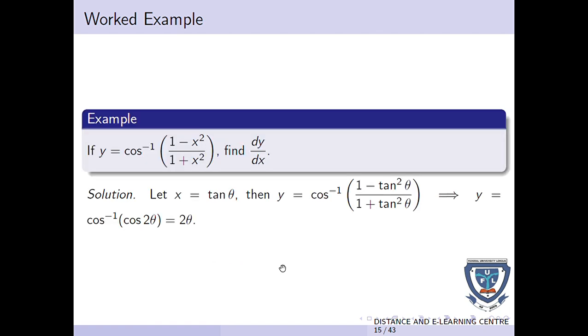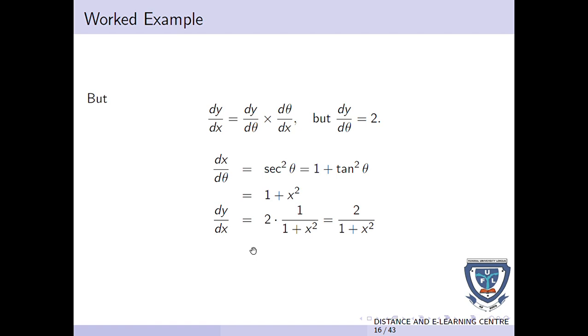Now let's look at more examples. If y is equal to arccos of 1 minus x squared all over 1 plus x squared, find dy/dx. Solution. Let x equal to tan theta, then y is equal to arccos of 1 minus tan squared theta all over 1 plus tan squared theta. And this implies that y is equal to arccos of cos 2 theta, and simplifying will give us 2 theta. The reason why we're always doing this is that it helps us to easily carry out the differentiation.